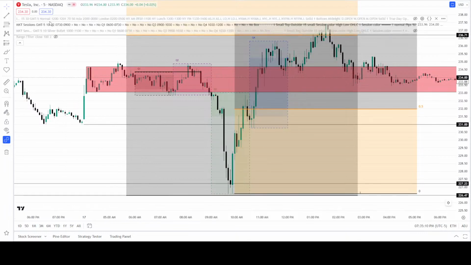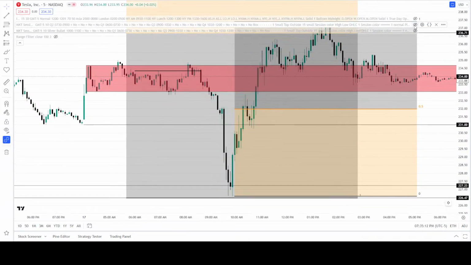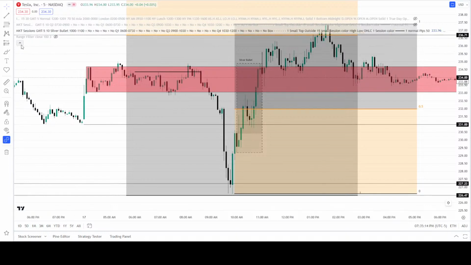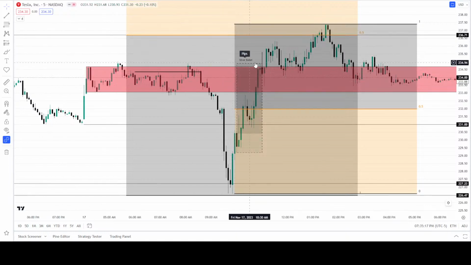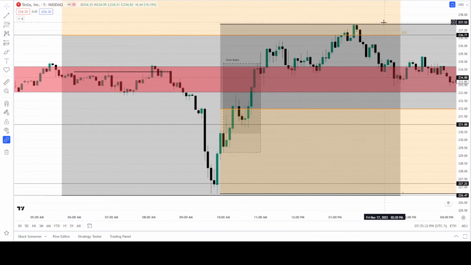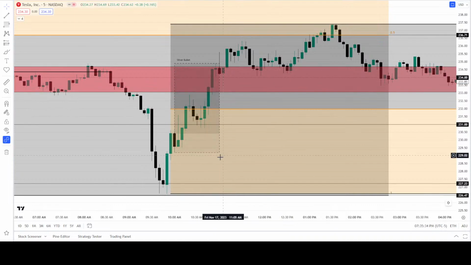Another kill zone, which is a different one, is the silver bullet time macro. Here's an example right here. This is just the silver bullet. You can find out more information online about what you're looking for in a silver bullet setup. But basically, there's a handful of different kinds of things you're looking to happen inside of this time macro or this kill zone. And if it happens, then you can play the trade in that direction.